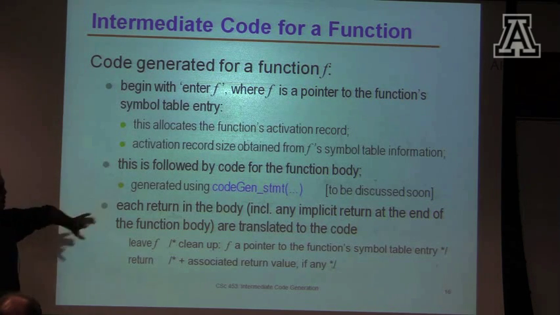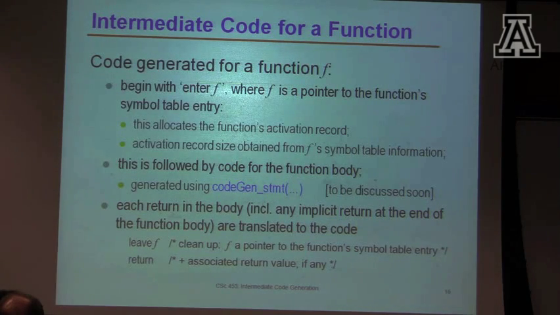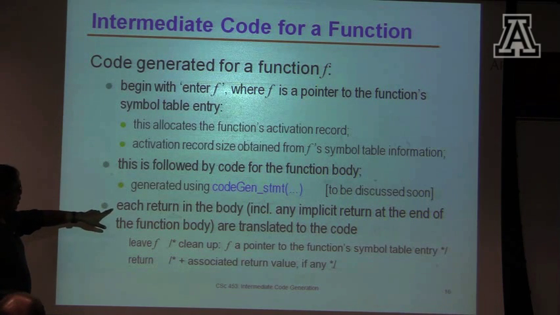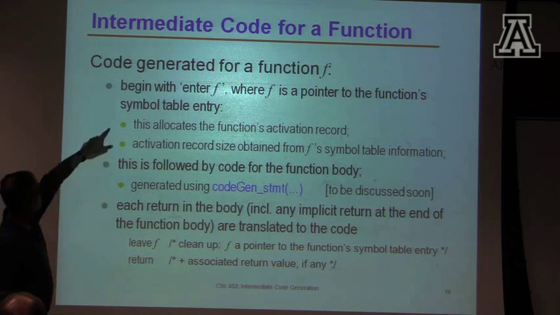I generate code for the function body. We saw examples of code generation for statements last time, but we'll see it in a lot more detail today. And then any return in the body, including, there might be an implicit return where you fall off the end of the function. There's a return there. So any return is translated to the return sequence.